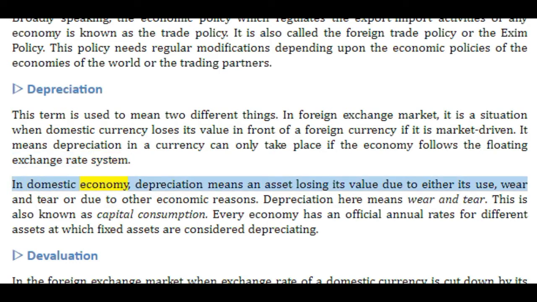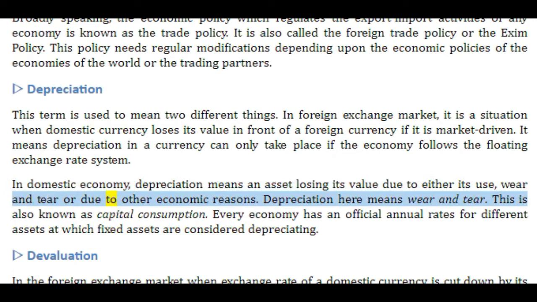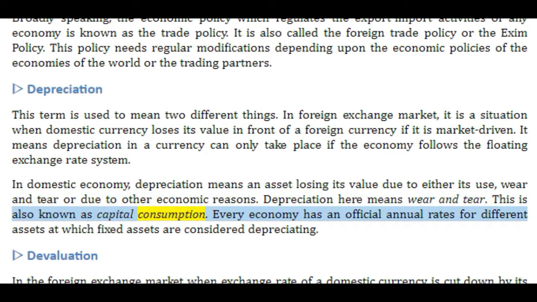In the domestic economy, depreciation means an asset losing its value due to either its use, wear and tear, or due to other economic reasons. Depreciation here means wear and tear. This is also known as capital consumption. Every economy has official annual rates for different assets at which fixed assets are considered depreciating.